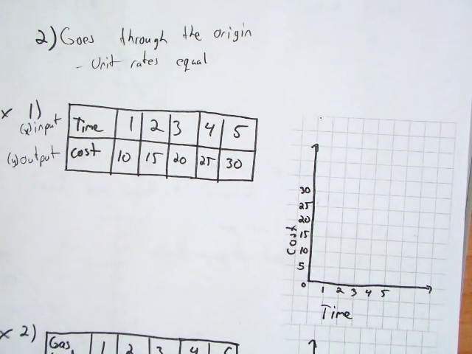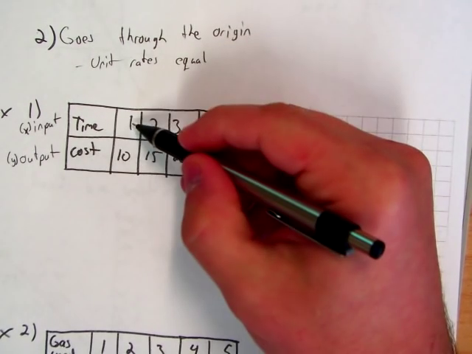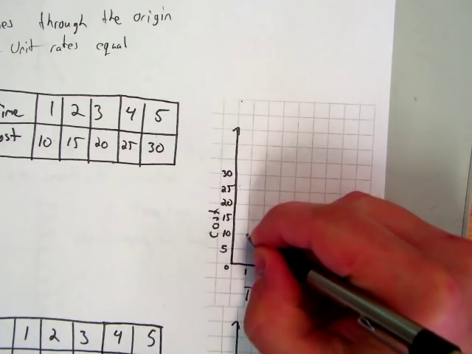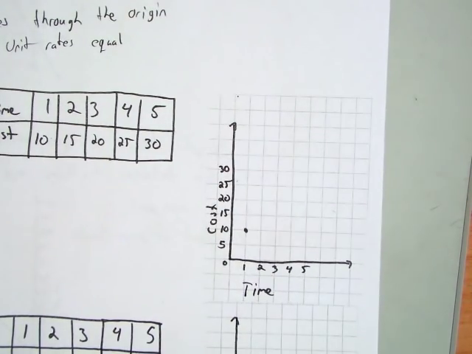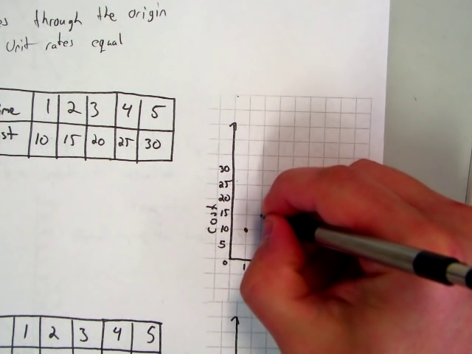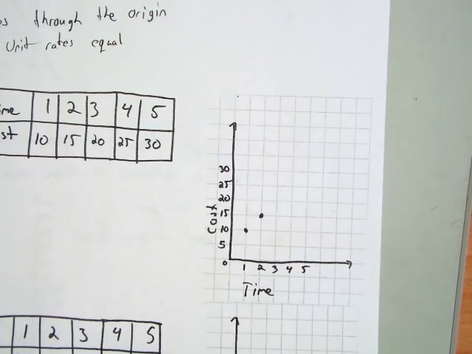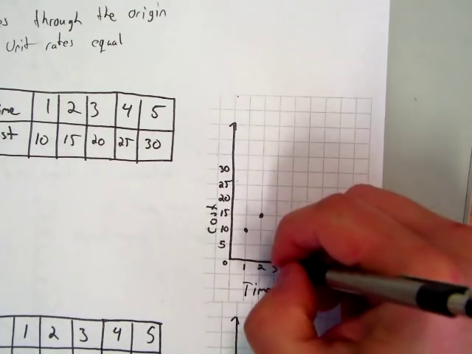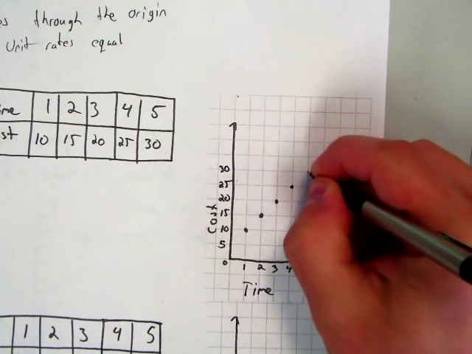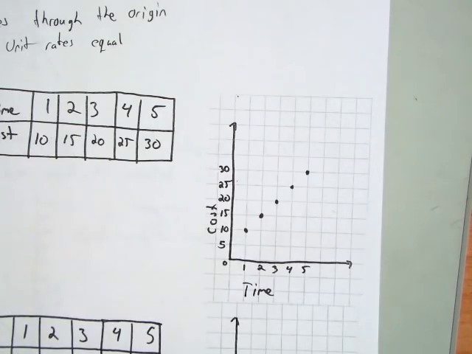So the first thing we're going to do is the first ordered pair is going to be 1, 10. So I'm going to go over to my graph and look for 1, 10, and that's right here. Next ordered pair is going to be 2, 15. So I go to the right 2, and up 15, and that is where that's going to be. Number 3 is going to be 3 and 20. 4 and 25, 5 and 30. Finally, the last thing that we need to do in this case is we need to connect those ordered pairs with a line.